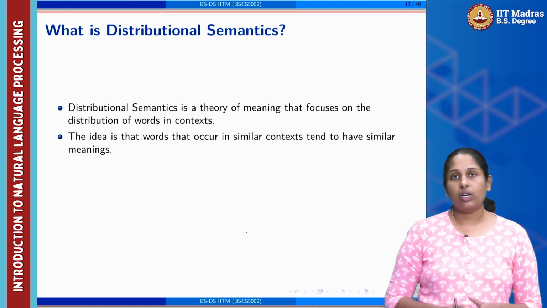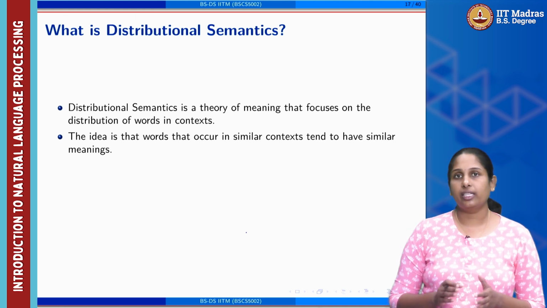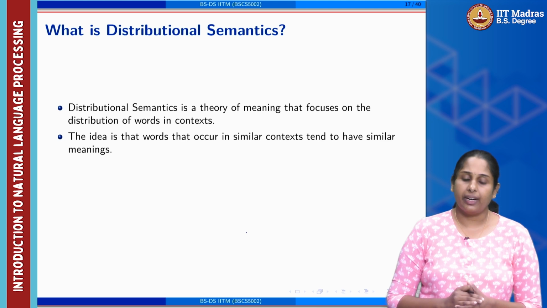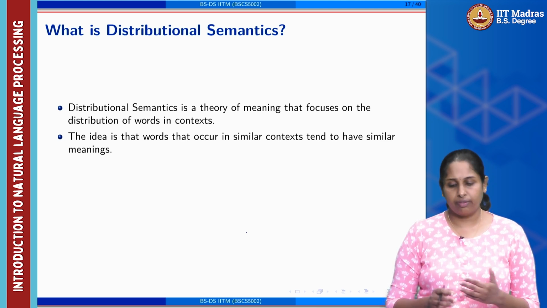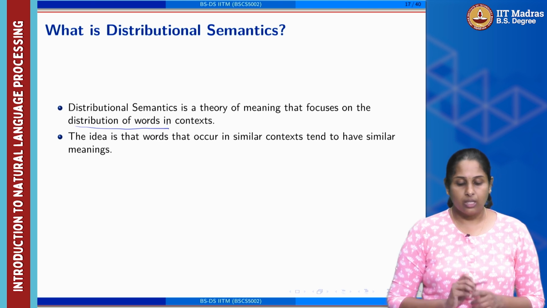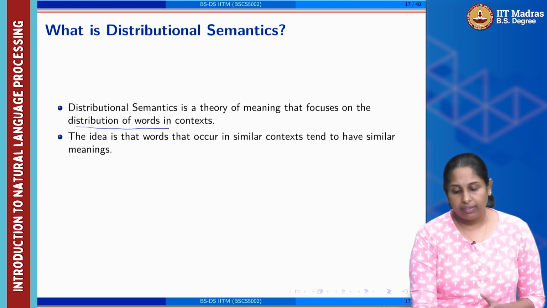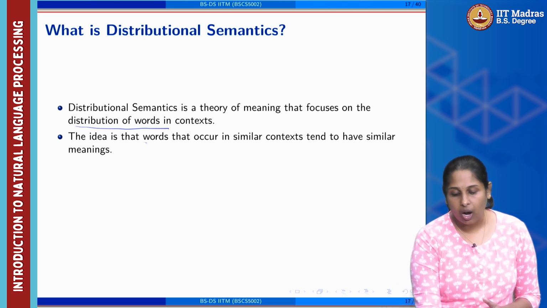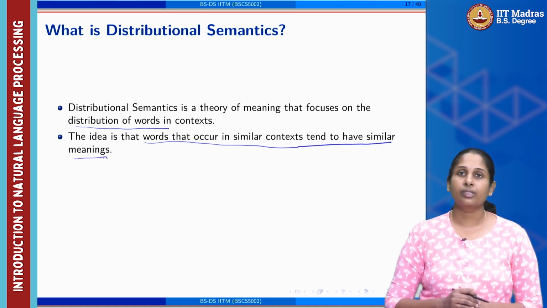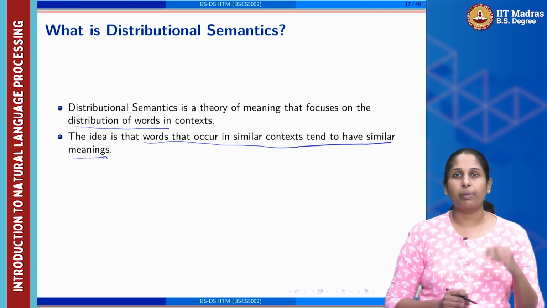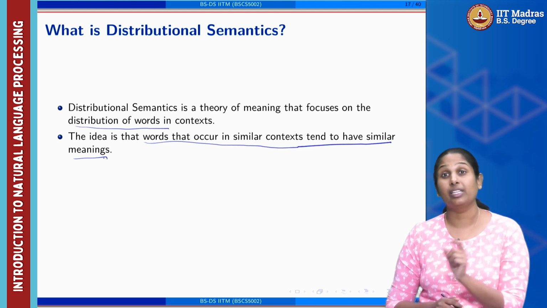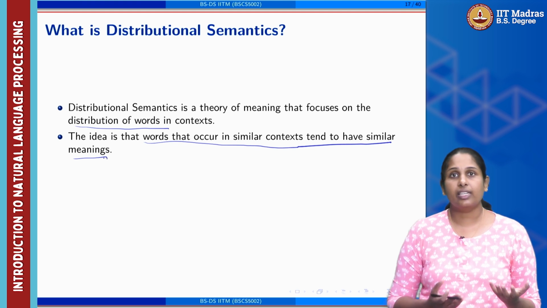Having understood what word embedding is, let's get into distributional semantics. Distributional semantics is a theory of meaning that focuses on the distribution of words in context. So the idea is that words that occur in similar contexts tend to have similar meaning, right? If a word occurs in a particular context and it can be substituted with another word in the same context, definitely it has a similar meaning.